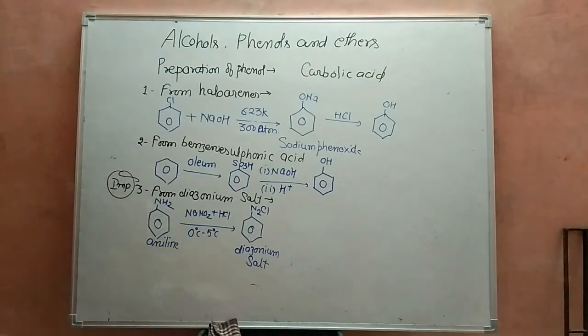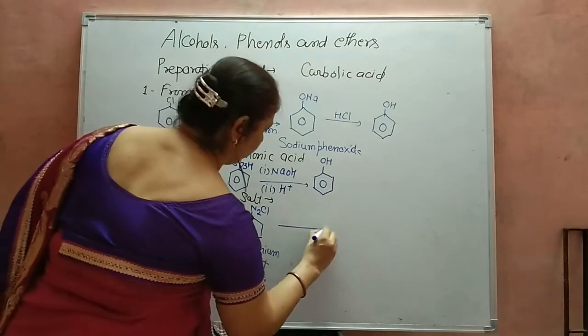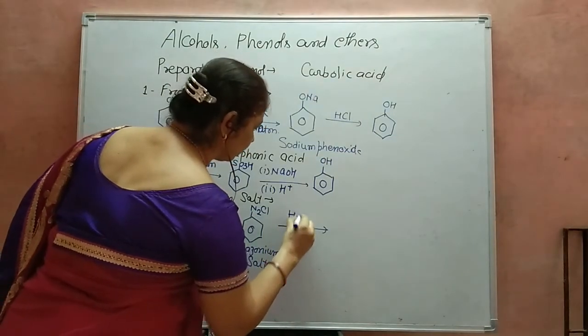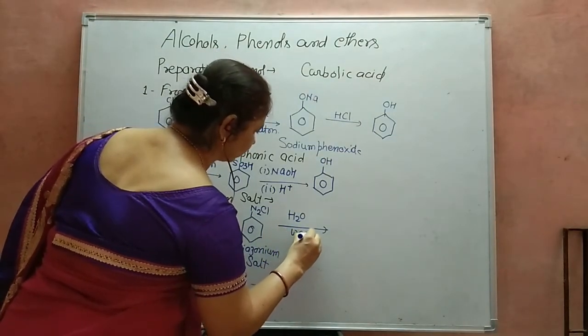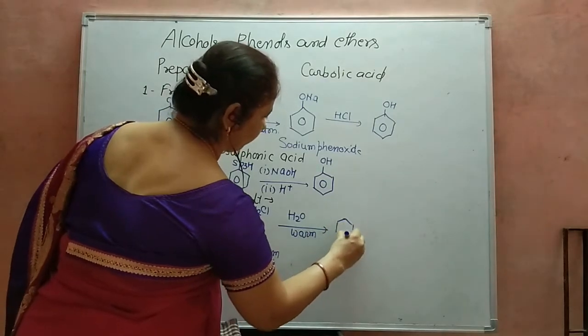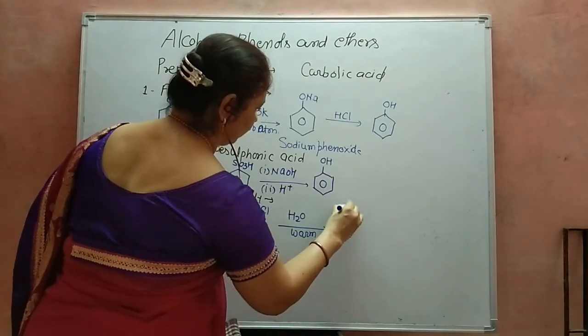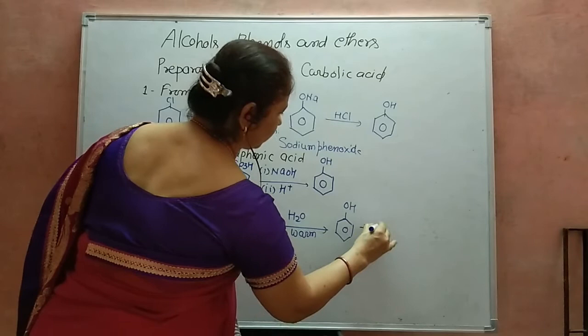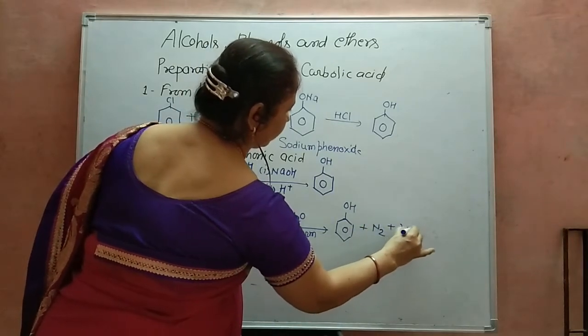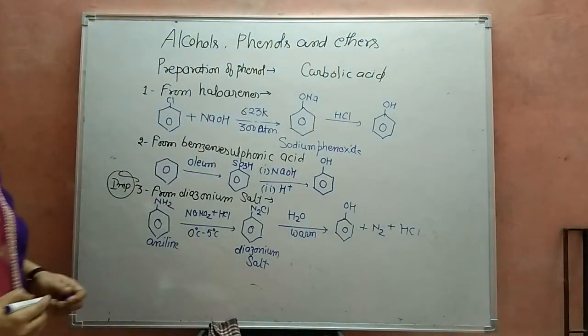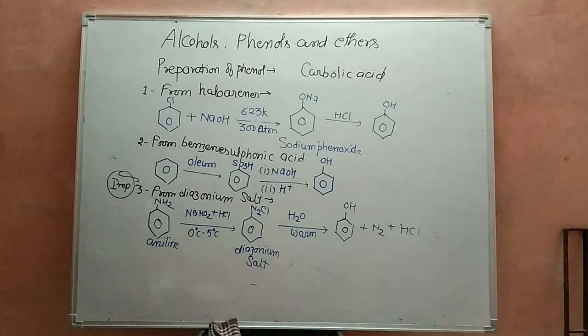When this diazonium salt reacts with water, it forms phenol, nitrogen, and hydrochloric acid. These are the byproducts of this reaction.